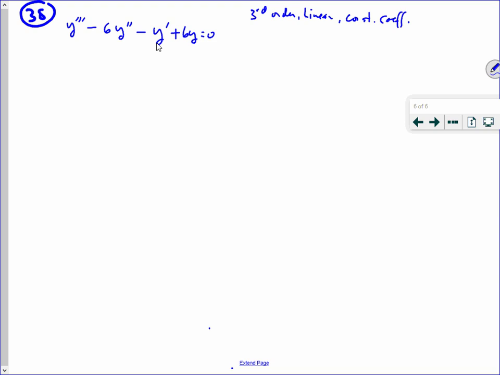The auxiliary equation is going to be a third degree equation: r cubed minus 6r squared minus r plus 6 equals 0. The y term goes away, so to speak, and the first derivative becomes r to the first power, the second derivative r squared, the third derivative r cubed. And we solve this.